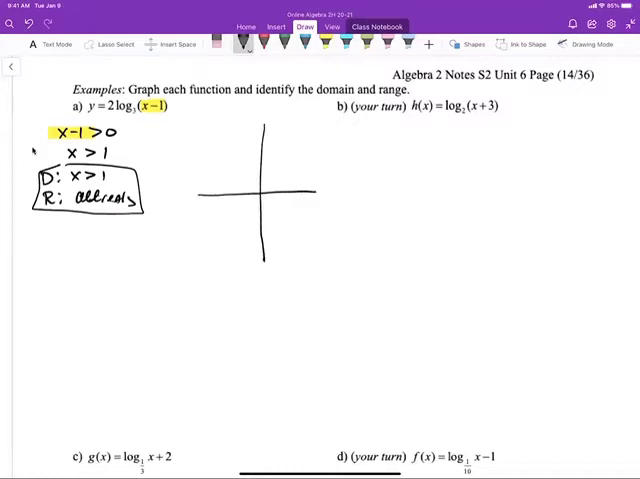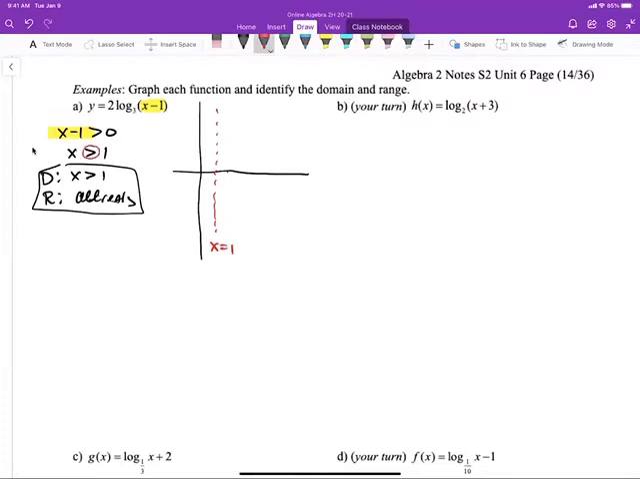We know that x, how about I do it like this? I'm sorry, our vertical asymptote is located at x equals 1. So our values of x are going to get very, very close to 1, but they're never going to cross it. And how I found that asymptote is I used this domain information, and I just changed that inequality sign to an equality sign, and there is my vertical asymptote.